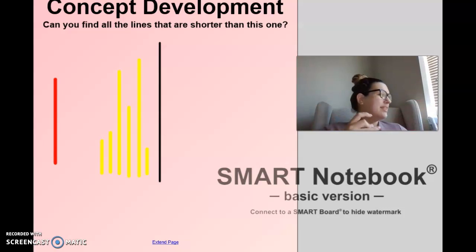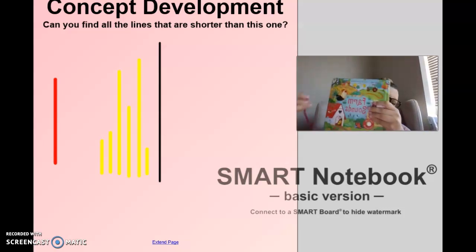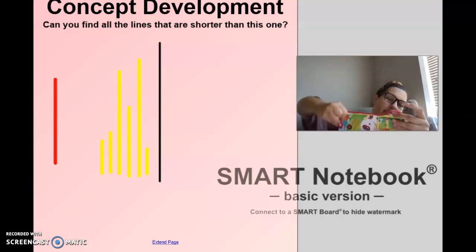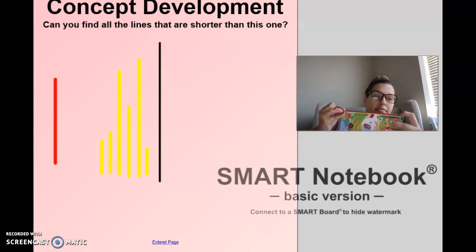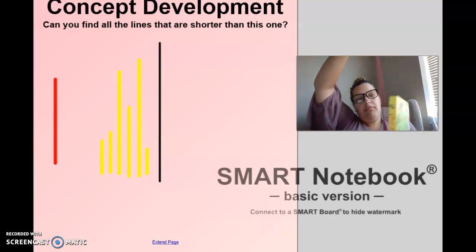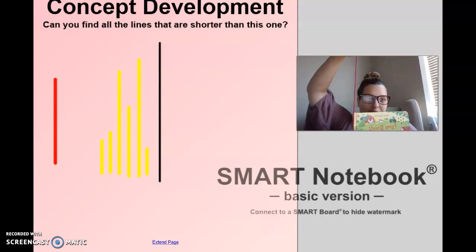So here is my string, and I'm going to pick a book. I'm going to start my string right at the end of my book. And I could figure out if my string or my book was longer. So is the string longer than my book, or is the book longer than my string? The string is longer or taller than my book.